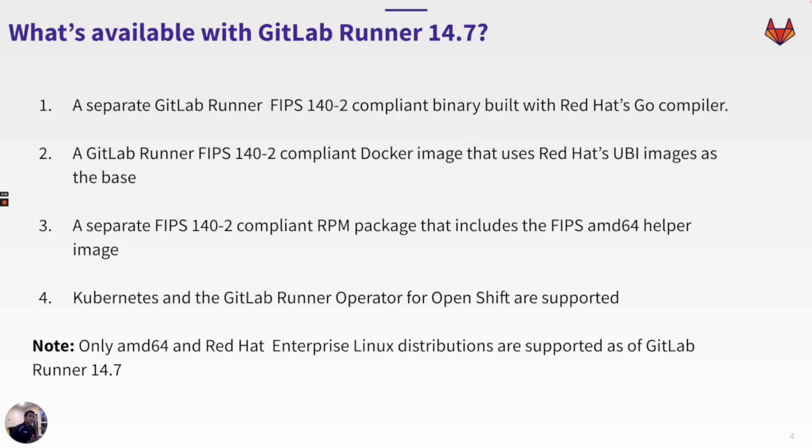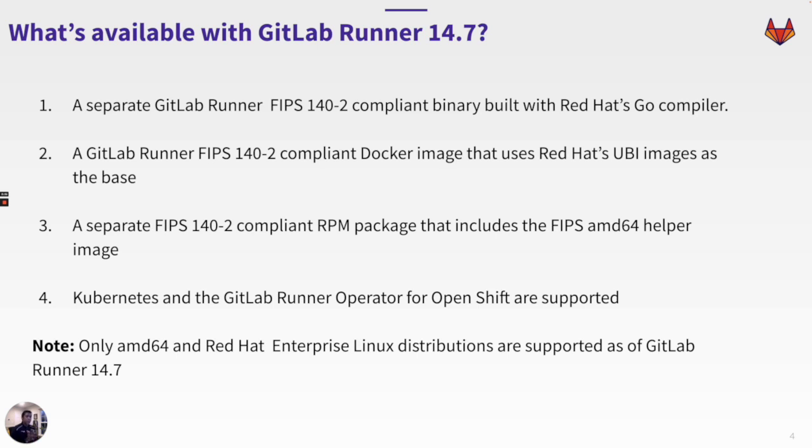So what's available with GitLab Runner 14.7? Well, a separate GitLab Runner FIPS 140-2 compliant binary built with Red Hat's Go compiler, and a GitLab Runner 140-2 compliant Docker image that uses Red Hat's UBI image as its base. There's also a separate 140-2 compliant RPM package that includes the FIPS AMD64 helper image. In addition, generic Kubernetes and the GitLab Runner operator for OpenShift are supported. I'll talk in a couple of slides about some of the nuances in terms of what's available in 14.7 and what's not.